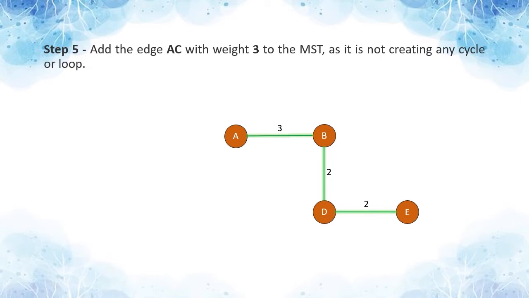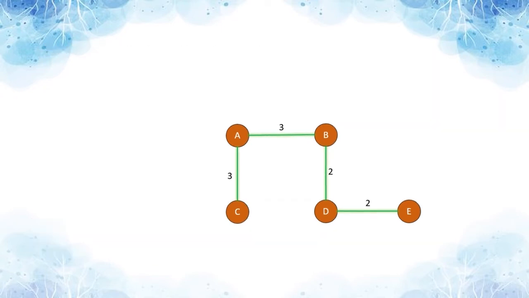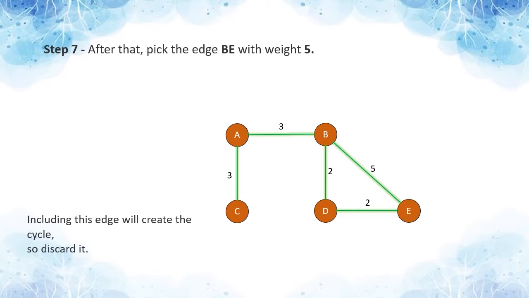Now we will add the edge AC with weight 3 to the minimum spanning tree, since after adding it there is no cycle being formed. Next we will check the edge BC with weight 4. Since after adding it a cycle is formed, we will discard it. Similarly, keep on adding the edges to the minimum spanning tree, discarding those that form a cycle.